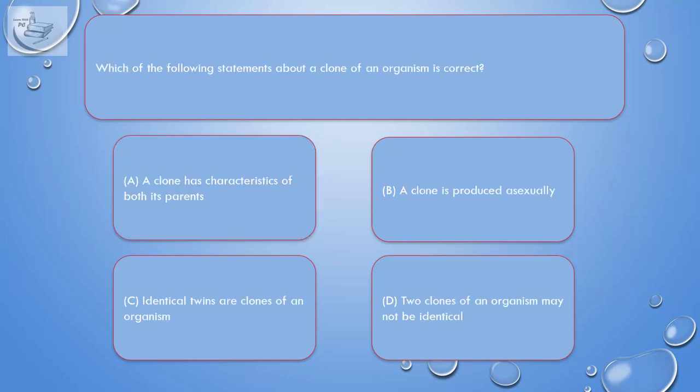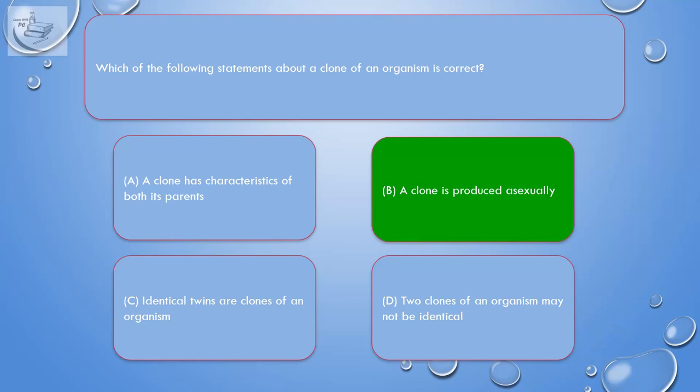Question: which of the following statements about a clone of an organism is correct? A. A clone has characteristics of both its parents. B. A clone is produced asexually. C. Identical twins are clones of an organism. D. Two clones of an organism may not be identical. Correct answer is B. A clone is produced asexually.